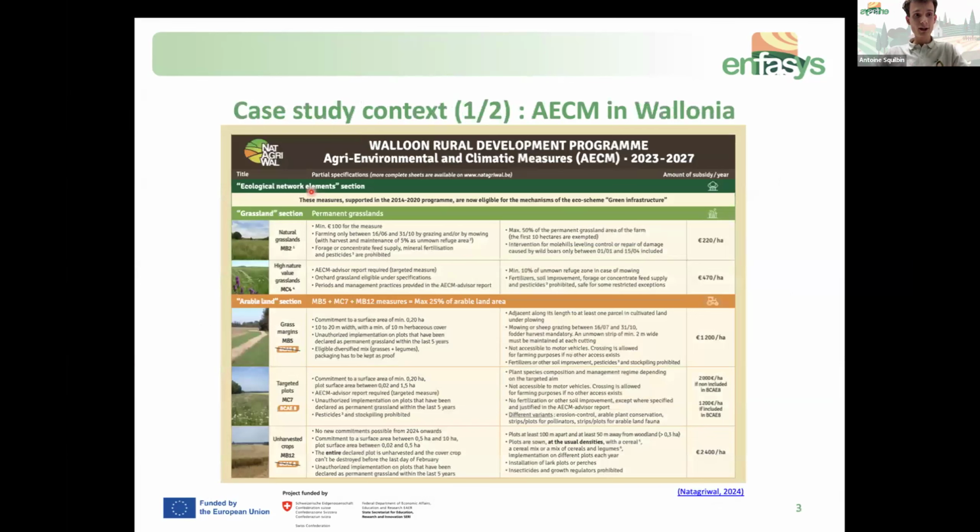And so we started from the context in Wallonia, which is the Walloon Rural Development Program that proposes a set of measures that farmers can opt for and get the subsidies, and they can opt for specific measures around different thematics on grassland and arable land.